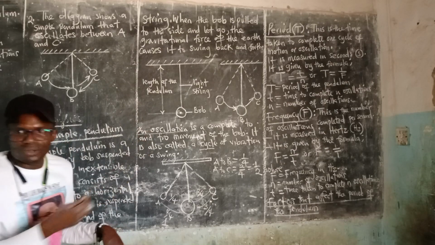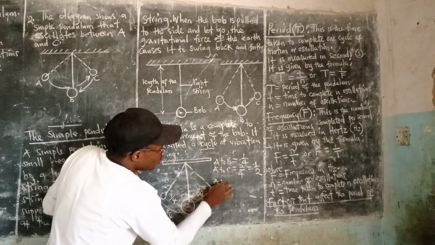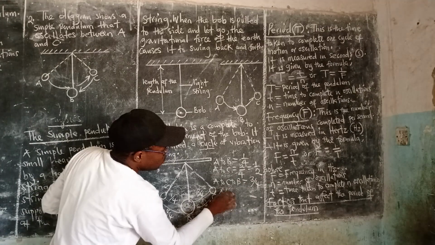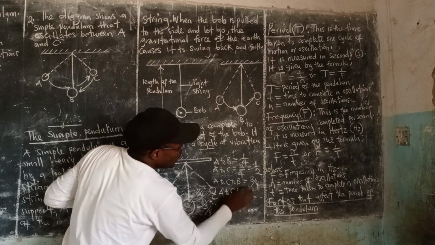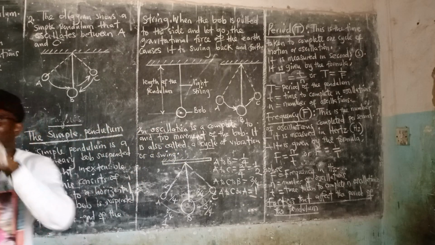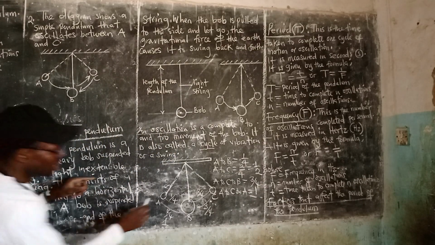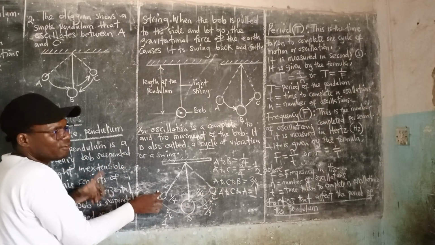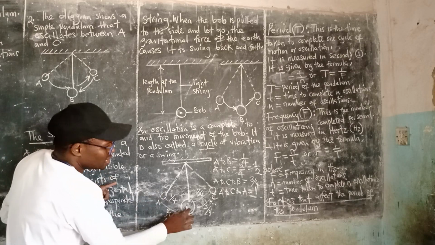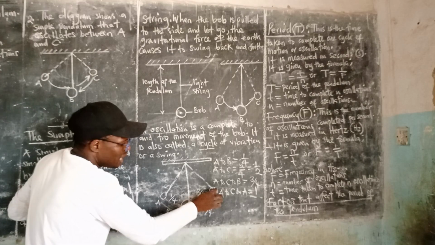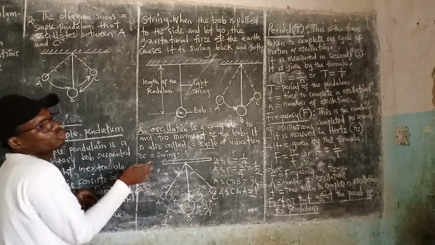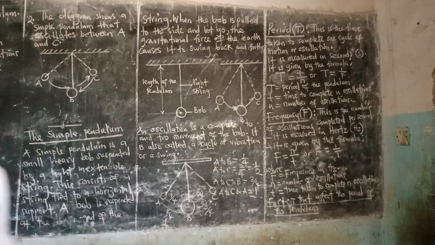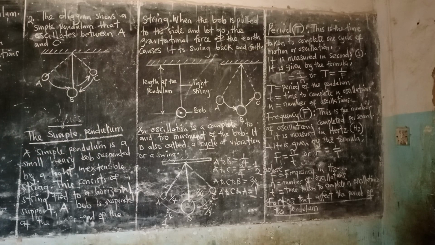So A to C back to B is 3 over 4. But A to C and back to A is 1, one oscillation. Half, again half is 1. So this is a quarter, 2 quarters, which is half, 3 quarters and 4 out of 4, which is 1 complete oscillation. Very important, because that one is going to affect you in the exercise.